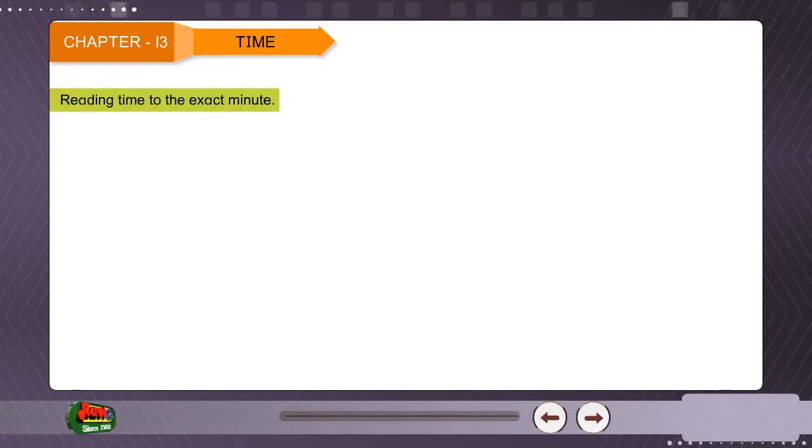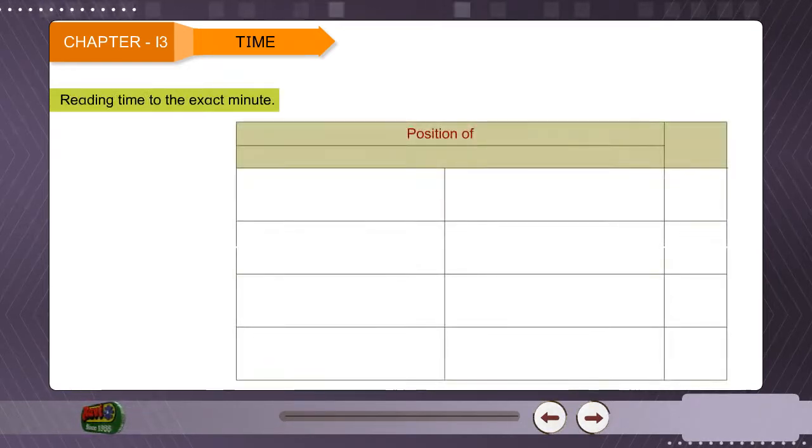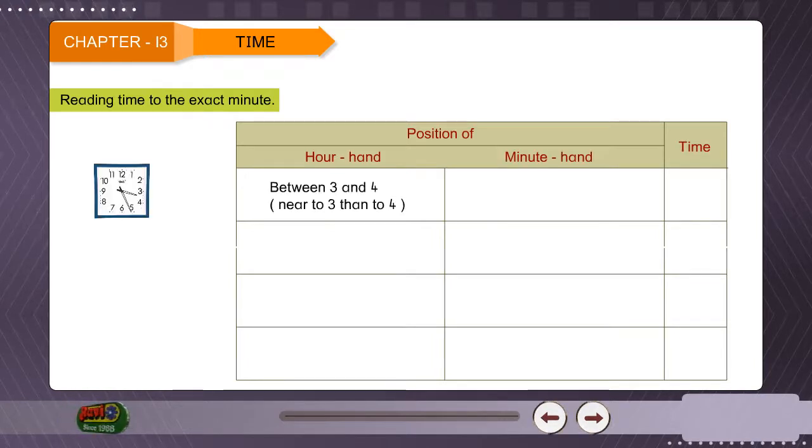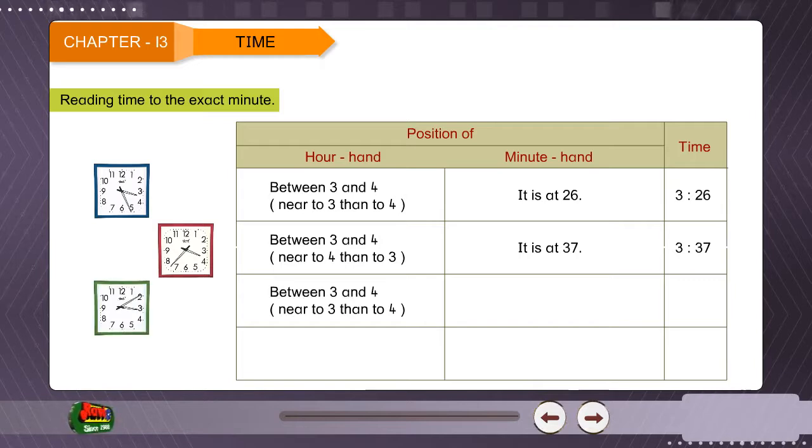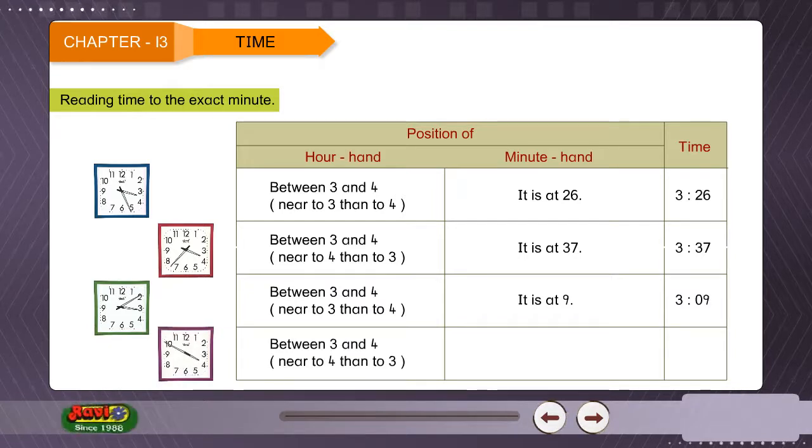Reading time to the exact minute. Position, hour hand, minute hand, time, between 3 and 4, near to 3 than to 4. It is at 26, 3:26, between 3 and 4, near to 4 than to 3. It is at 37, 3:37, between 3 and 4, near to 3 than to 4. It is 9, 3:09, between 3 and 4, near to 4 than to 3. It is at 50, 3:50.